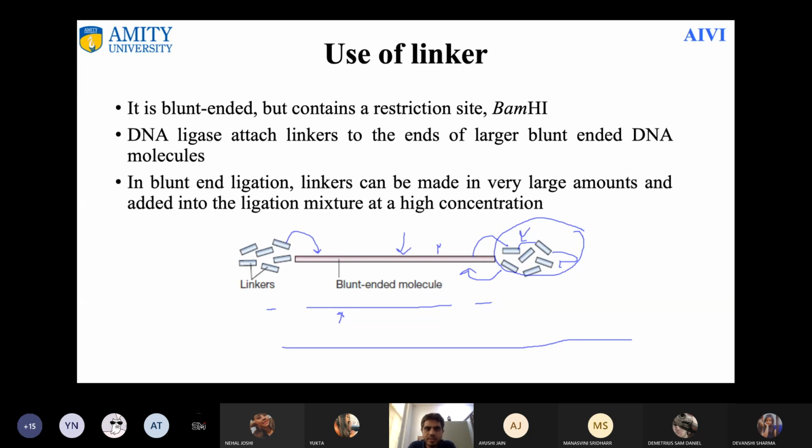So no query. Does anyone have any question? No answer? Manaswini? No, sir, no queries. Everything is clear? Yes, sir, it's clear. Okay. Yukta? No, sir. Okay, and Nehal.